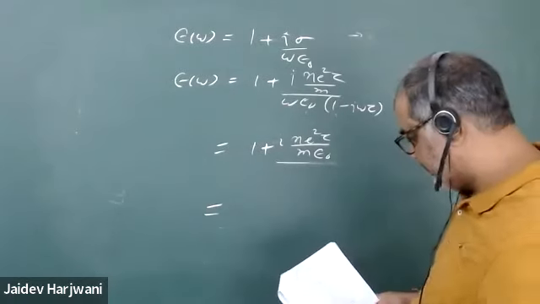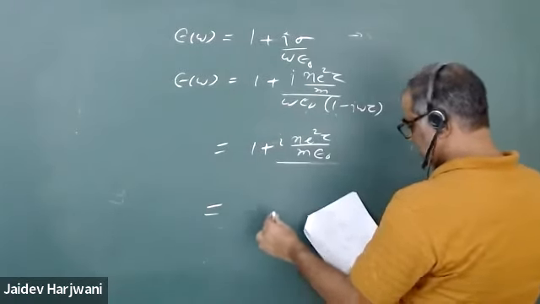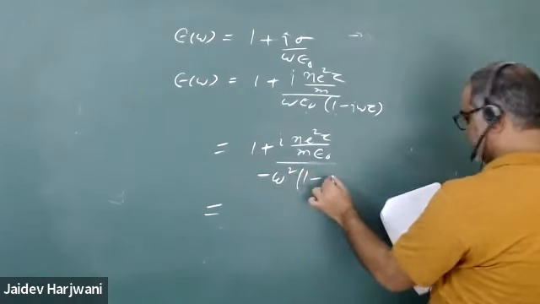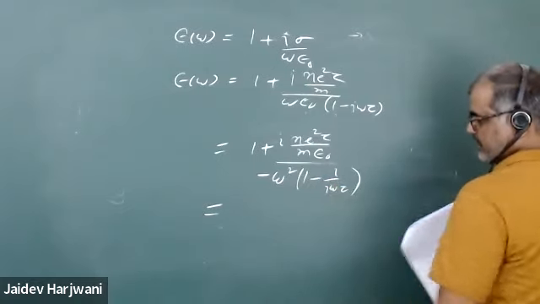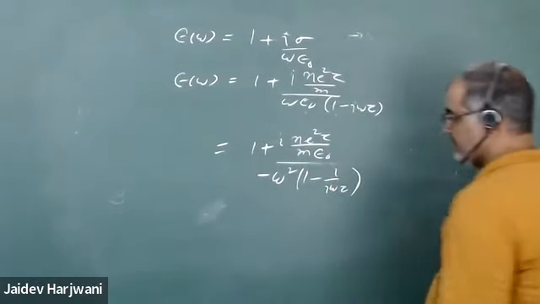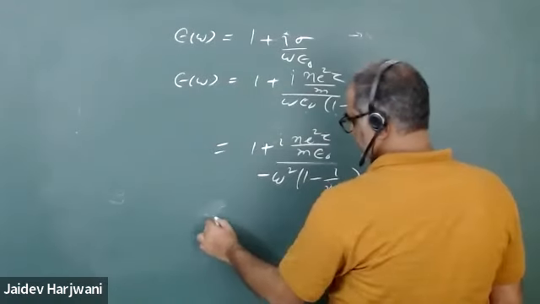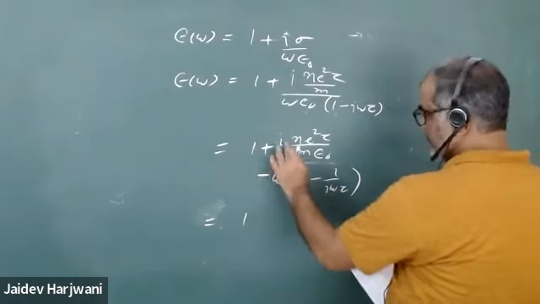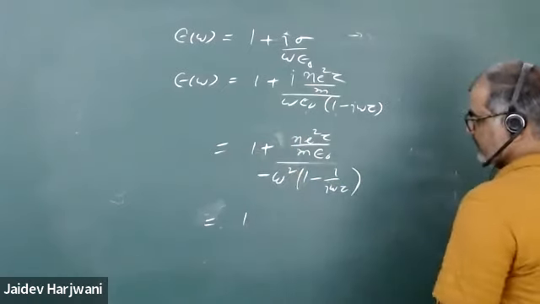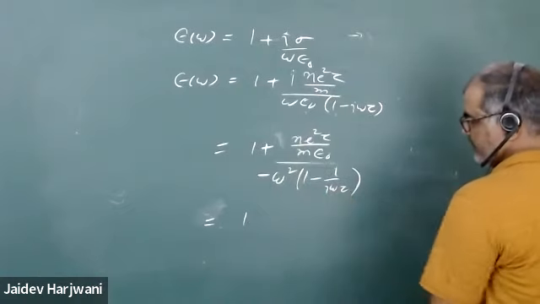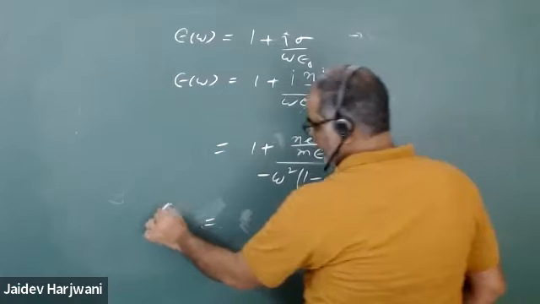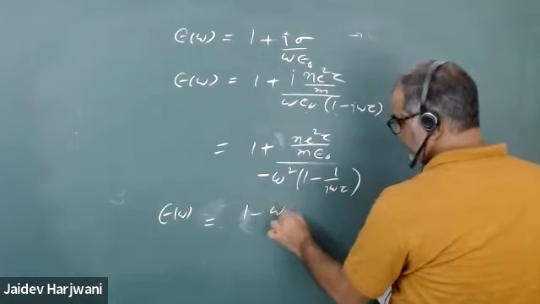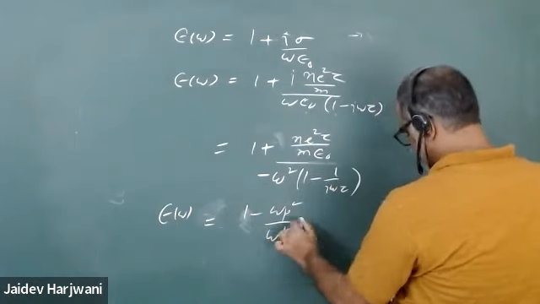So if I write finally, if I take the common, what I'm getting is omega square minus 1 minus i omega tau. This expression I want, and this becomes 1 plus. Now i also should be cancelled if I take this common, so 1 minus 1 upon i omega. So I'm writing the final expression that I want: epsilon omega equals 1 minus omega_p square upon omega square.